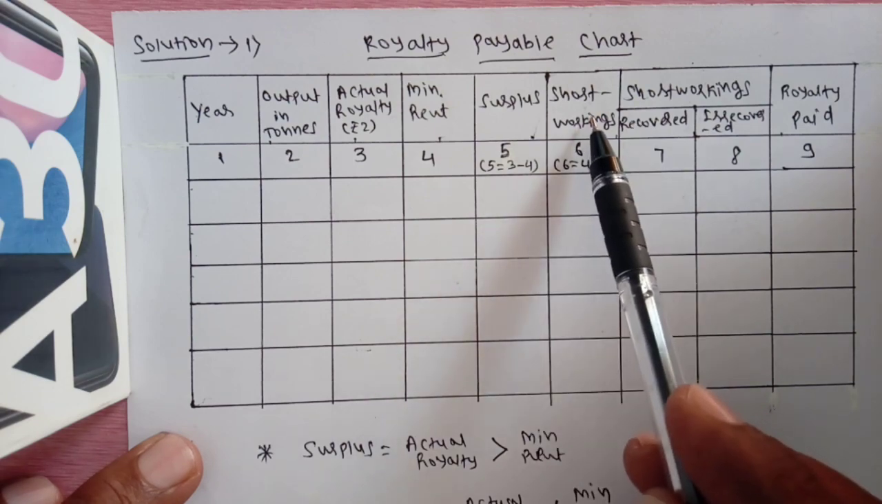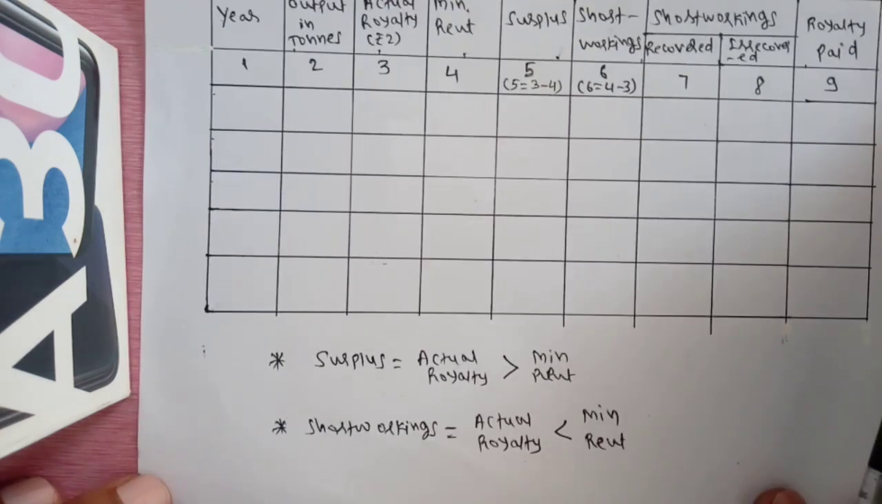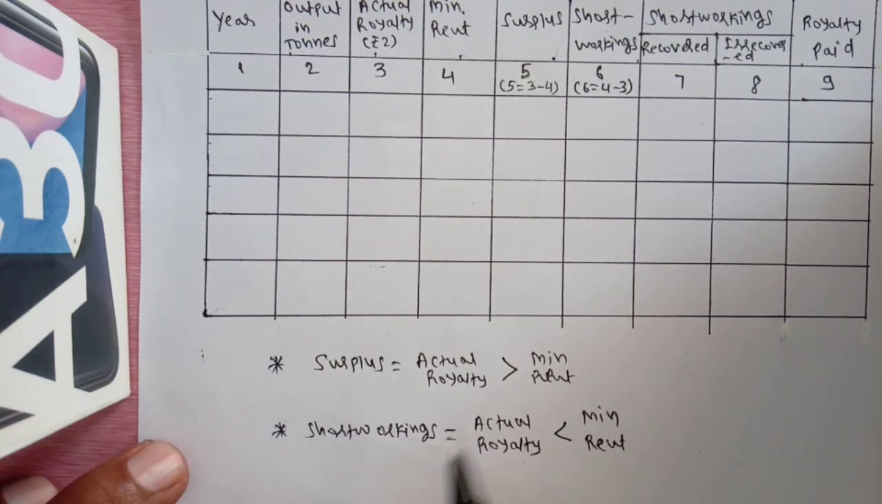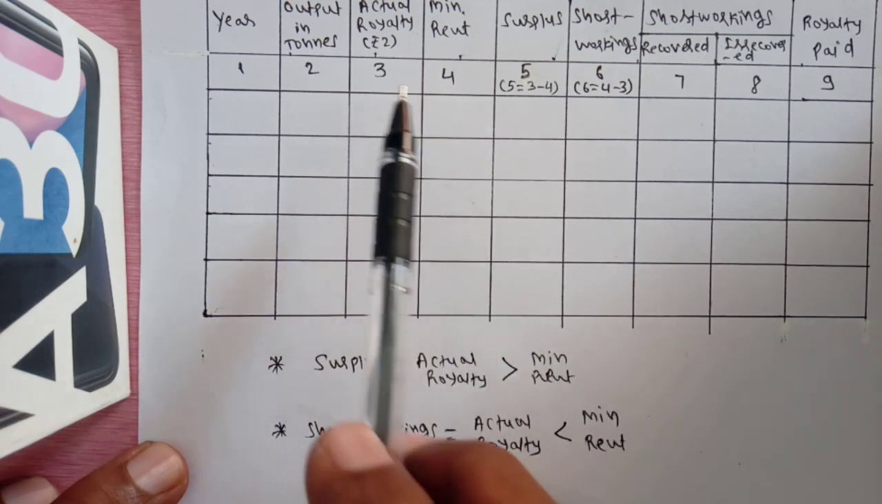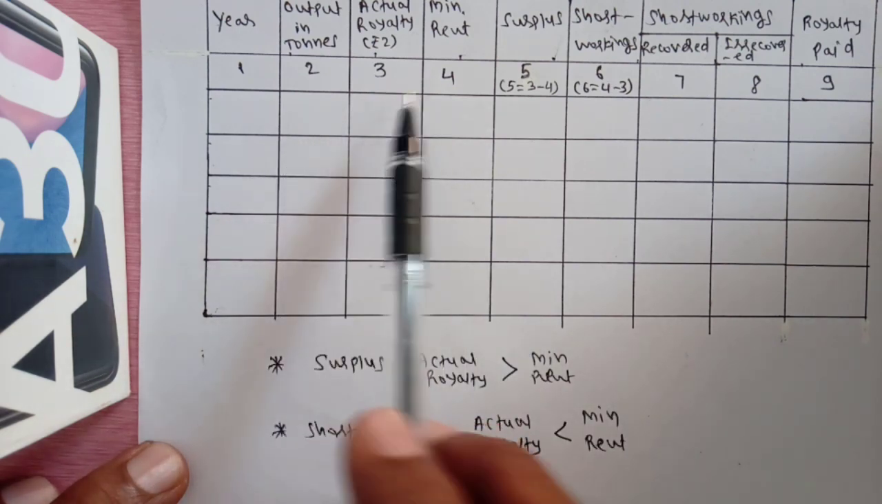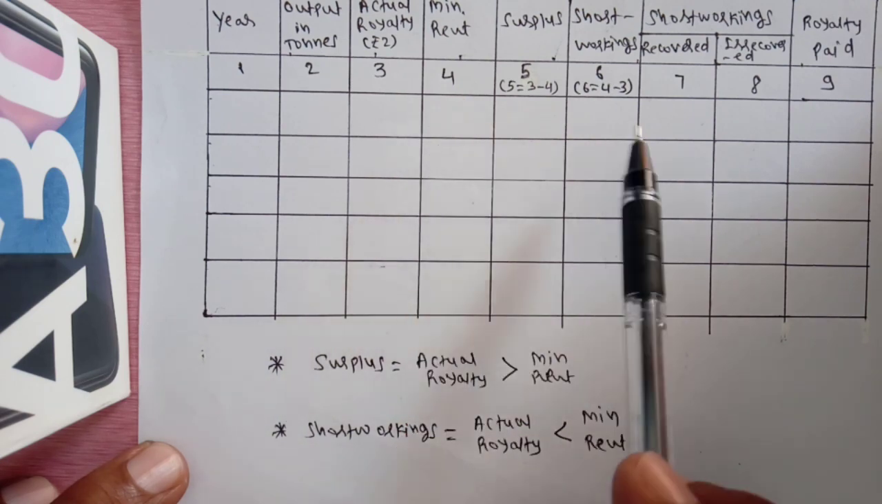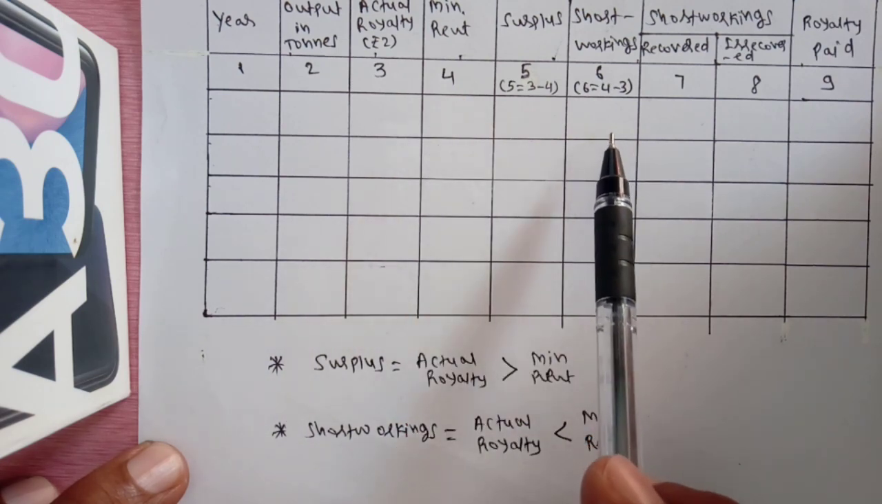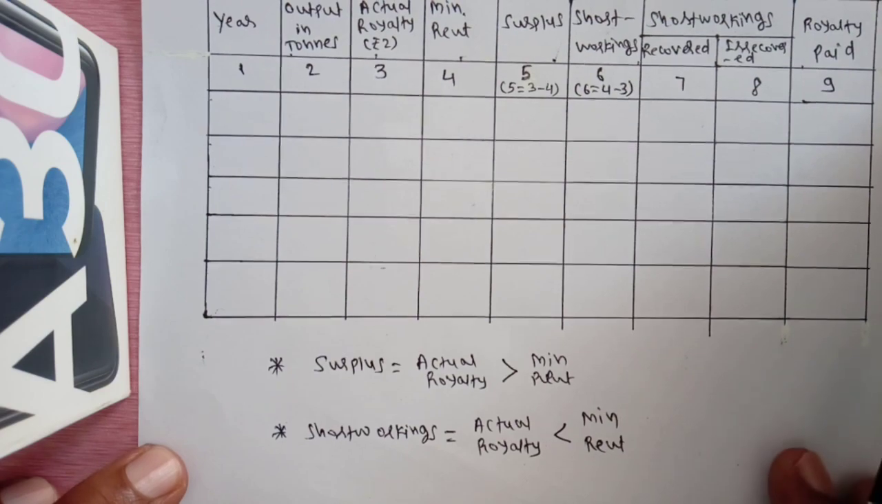Next, the sixth column is short workings. So what is short workings? As already discussed, short workings is nothing but when actual royalty is less than minimum rent. When the column number 3 amount is less than the column number 4 amount, then we have to take it in short workings. So it is also called a deficit.